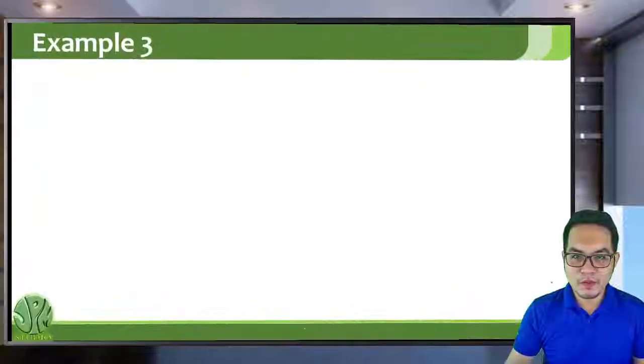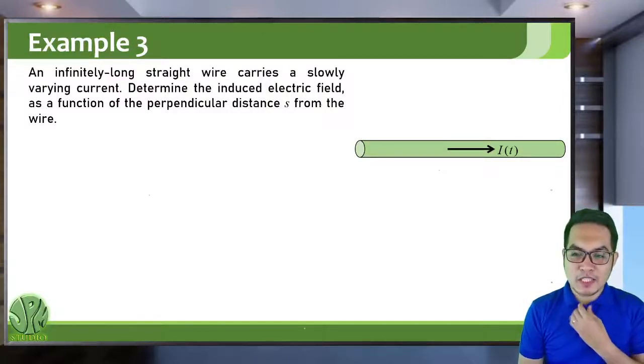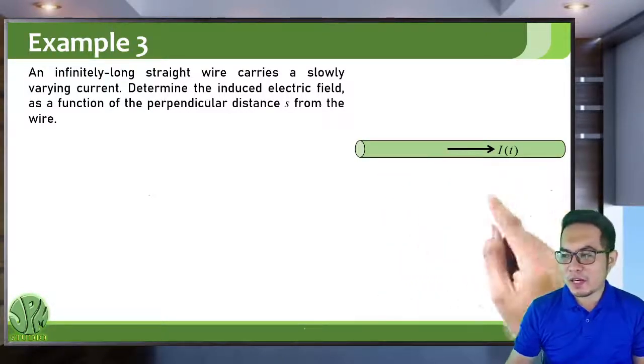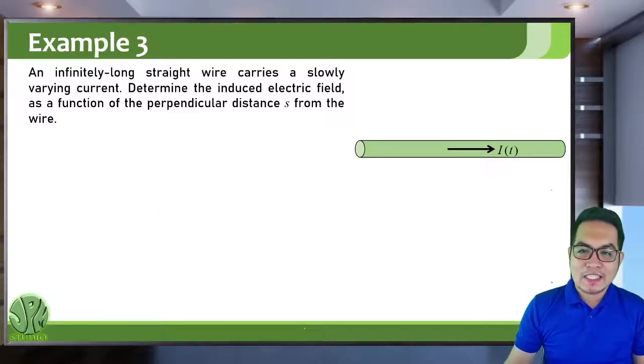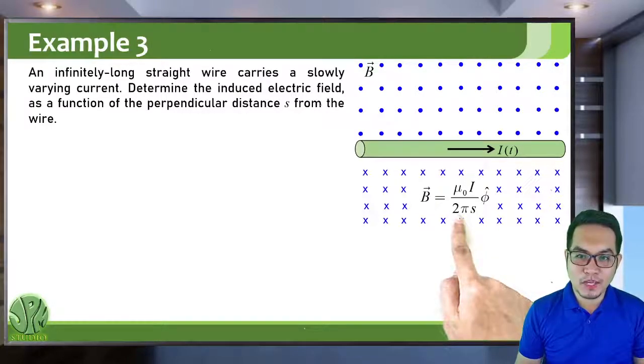Okay. For our last example, we have an infinitely long straight current carrying wire, and it carries a slowly varying current. I will discuss the significance of a slowly varying current maybe in the next chapters. It has something to do with the displacement current, which we'll be discussing in the next lessons. You are asked to determine the induced electric field as a function of the perpendicular distance s from the wire. If you have a current carrying wire I, the magnetic field at distance s from this wire is given by mu naught I over 2 pi s.